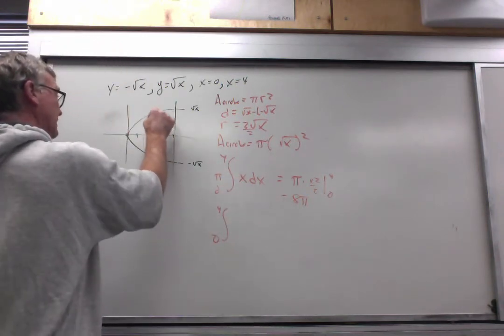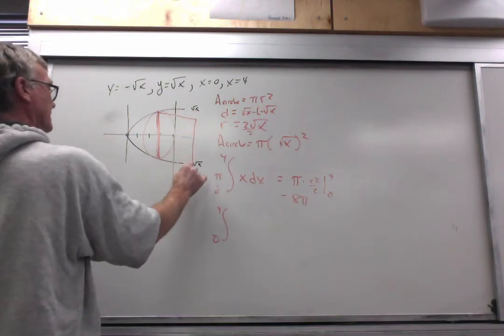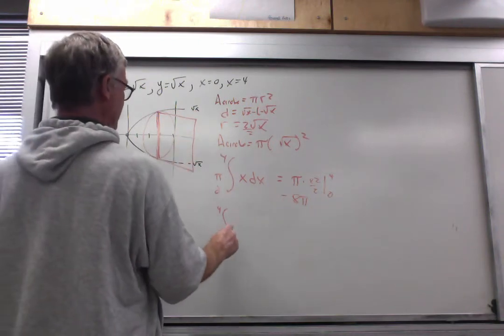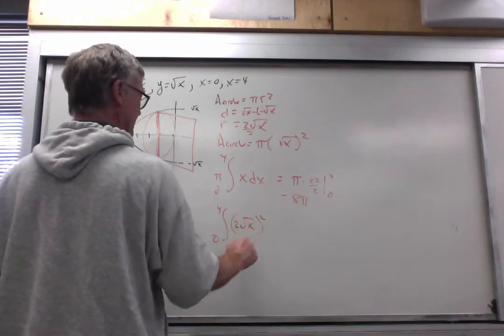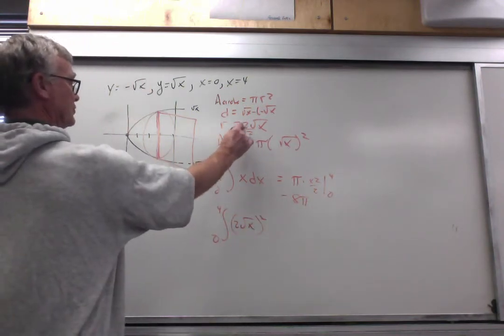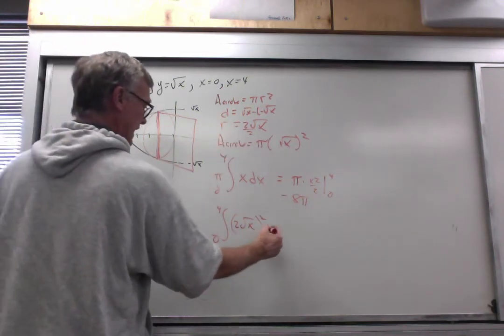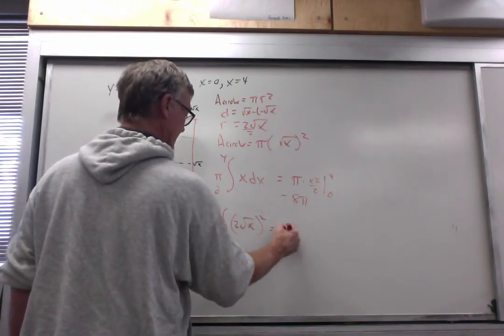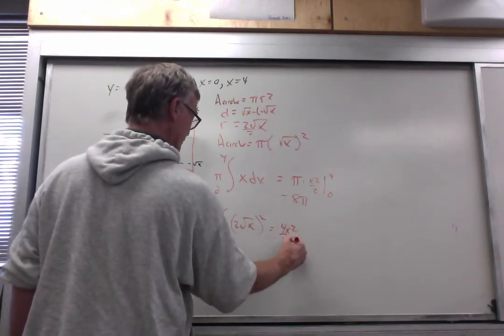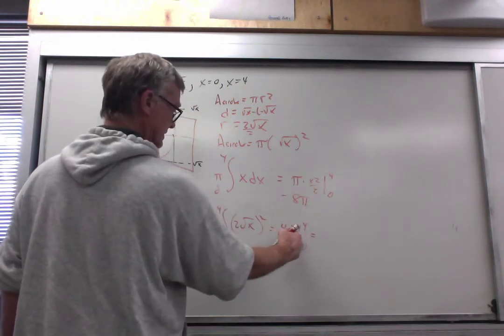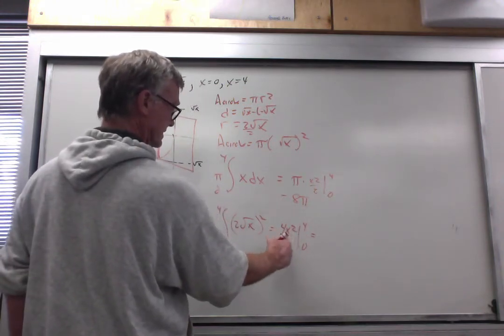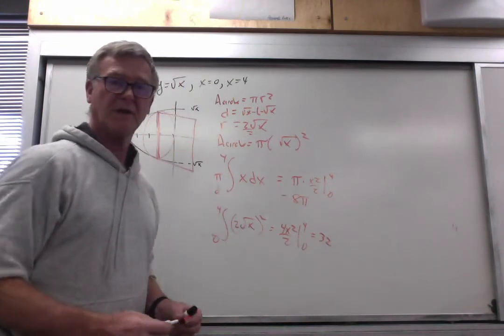If I did squares, this would be from 4 to 0, and this would actually be my square length, my side, and this then would be 2 square root of x squared, because my side here would be 2 square roots of x, and this then would be 4x squared over 2 from 4 to 0, and that would end up being 16, 64, 32. All right?